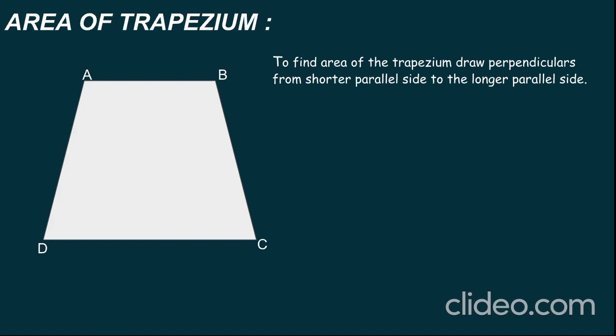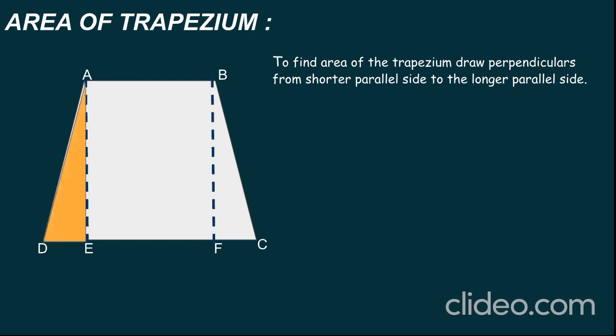So in this trapezium, AB is parallel to CD, AB is the shorter parallel side and DC is the longer parallel side. So draw perpendiculars from A and B to DC in this way. So AE and BF are the perpendiculars drawn from AB to DC.